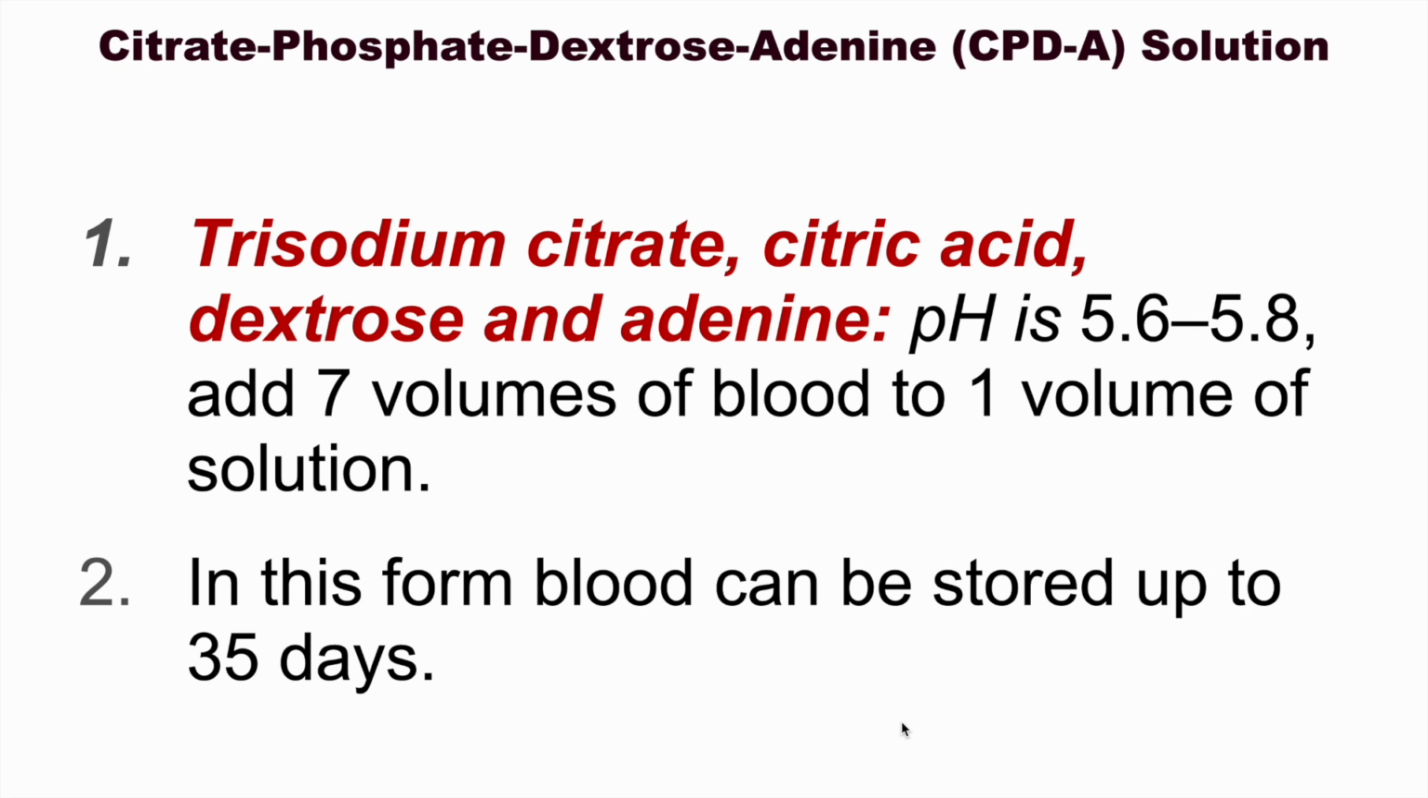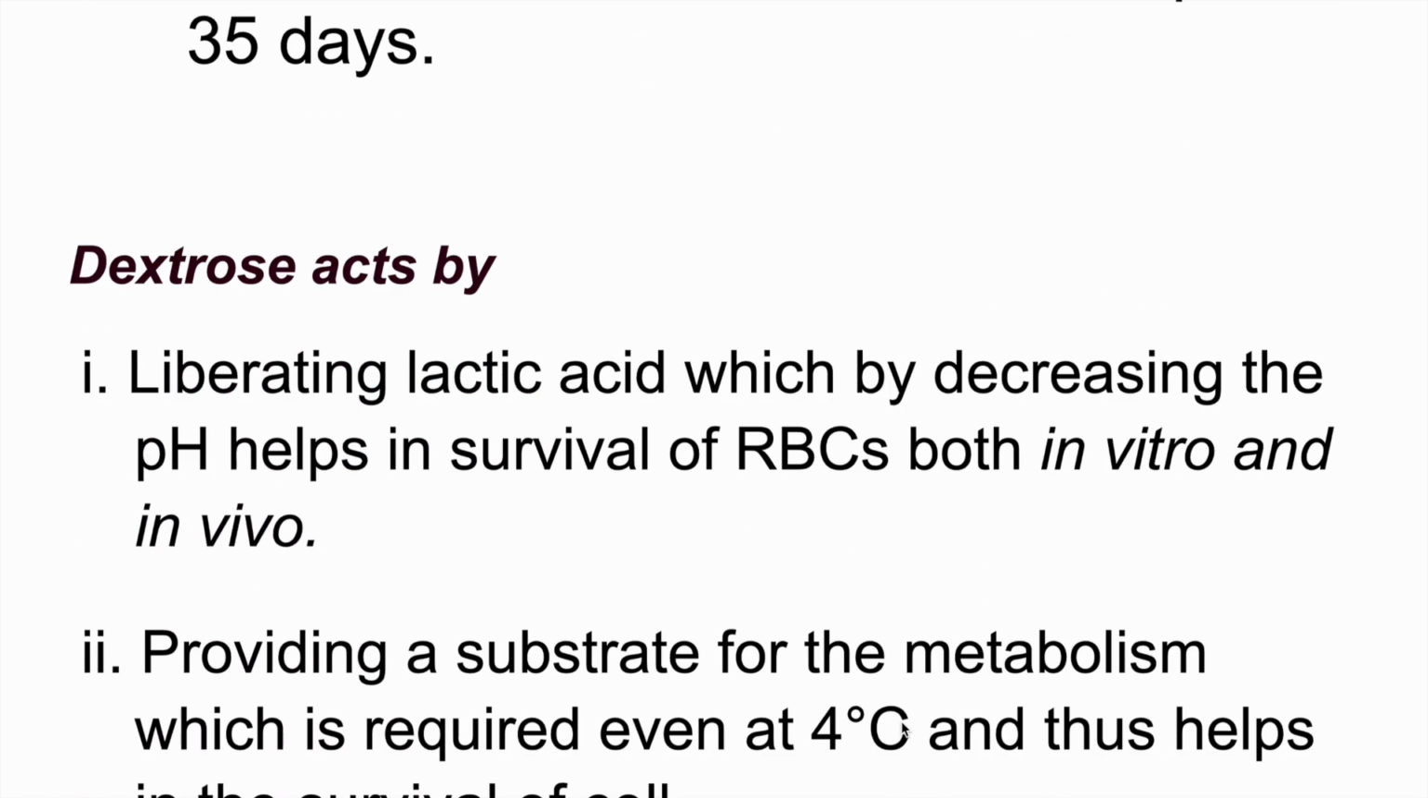The other form is citrate phosphate dextrose adenine, CPDA solution. In this, trisodium citrate, citric acid, dextrose and adenine are used with the pH of 5.6 to 5.8. Add 7 volumes of the blood to 1 volume of the solution. This way, blood can be stored up to 35 days.